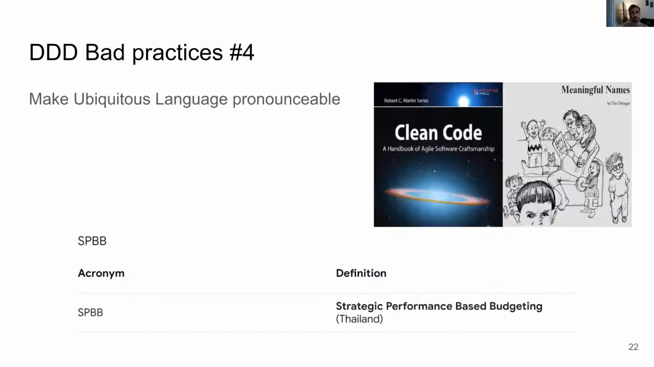You will not use in your conversations strategic performance-based budgeting in each sentence that you say, or in your code. It will be a really big name for an object. So the idea is, when we do DDD, just take the business term, so SPBB, and use it as it is, because in our conversations we use SPBB, and that means something special to our business experts.